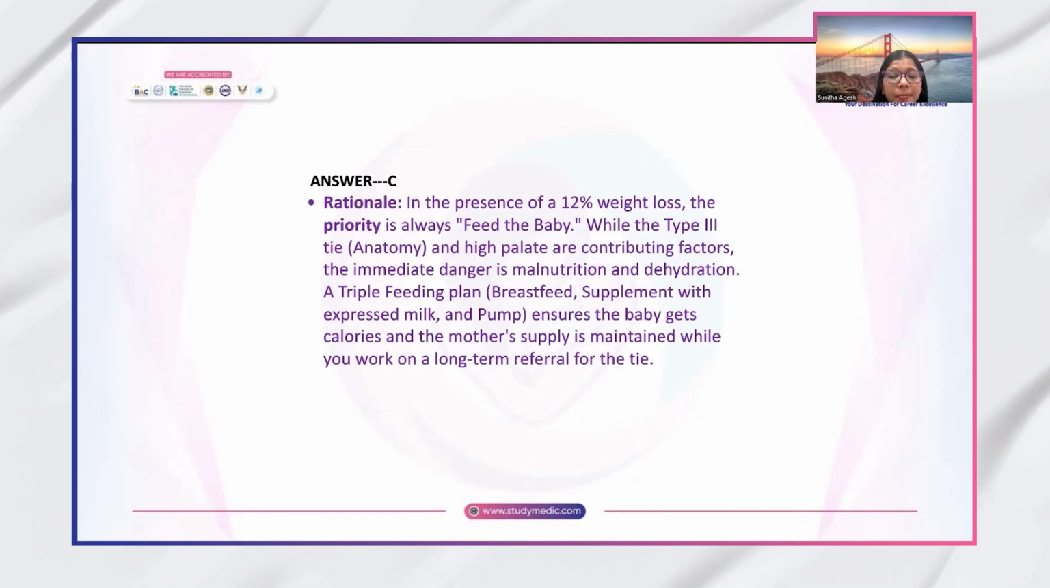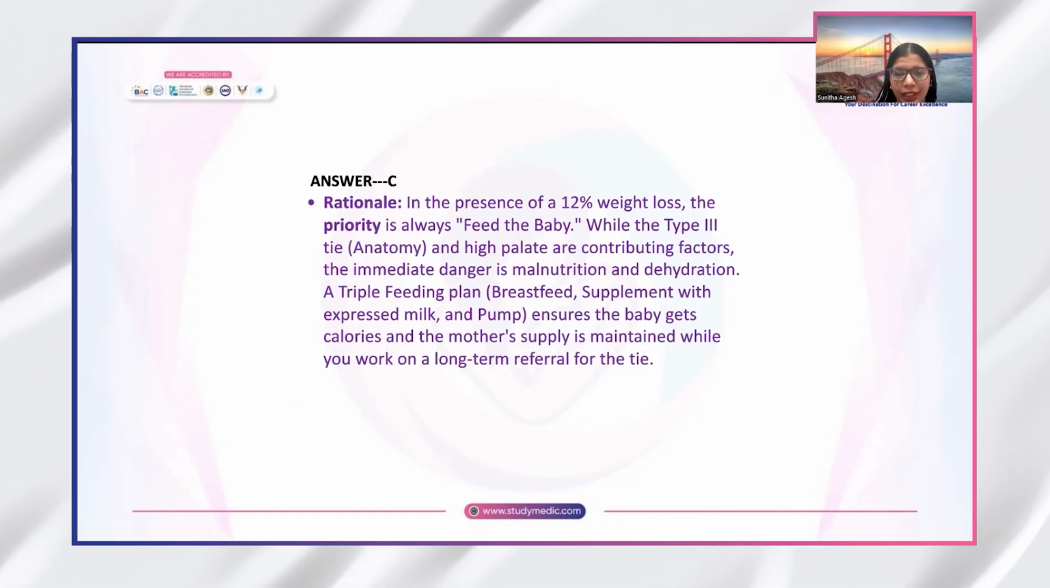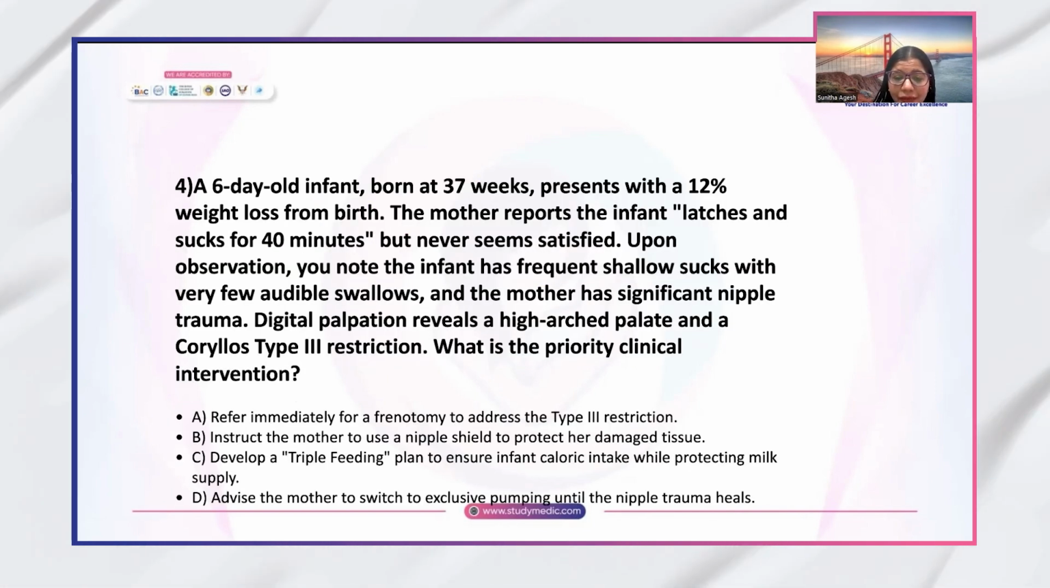So here, the type 3 anatomy and high palate are contributing factors. We need to give breastfeeding first, then inform the mother to pump. So why can we not give the nipple shield? Because with the underlying factors not corrected, the baby will still not get adequate milk. So correcting underlying factors is also very important. Before that, in the meantime, what can we do? We can do triple feeding. Then next, we can refer the baby to the pediatrician so that they can manage the tongue-tie release.